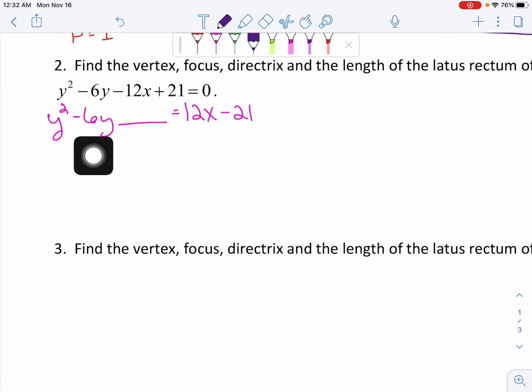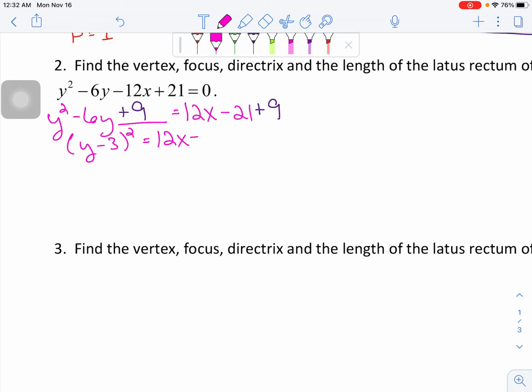I'll get it right eventually. All right, half of negative 6 is negative 3. Negative 3 squared is positive 9. What I do to the left side, I need to do the right side. All right, left side, I can factor into y minus 3 squared. Right side is going to be 12x minus, I feel like that's going to be 12. It is, okay. All right, so y minus 3 squared.